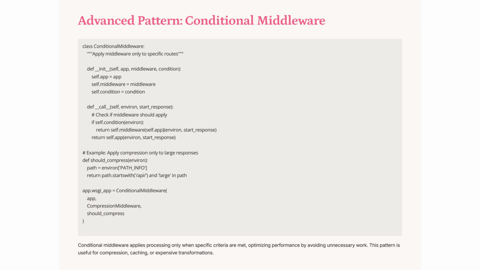Conditional middleware optimizes performance by applying processing only when specific criteria are met. For instance, compression can be applied to large API responses using a condition function. This pattern is ideal for tasks like compression, caching, or expensive transformations, ensuring efficient resource use without unnecessary overhead.